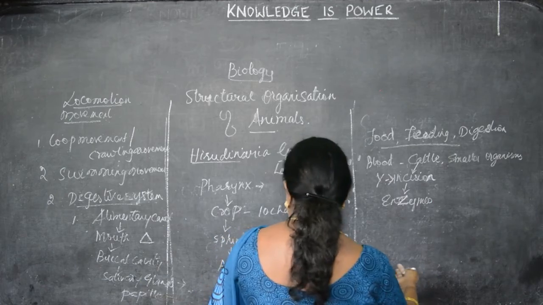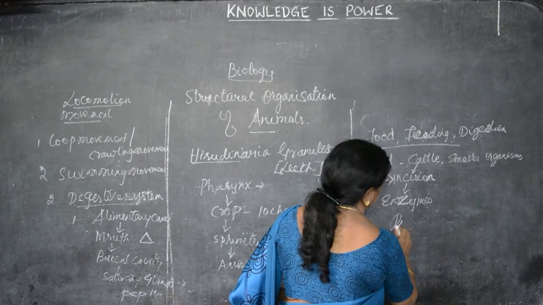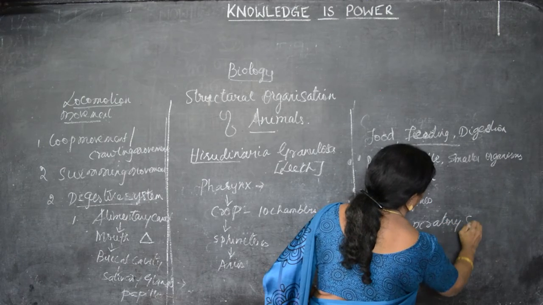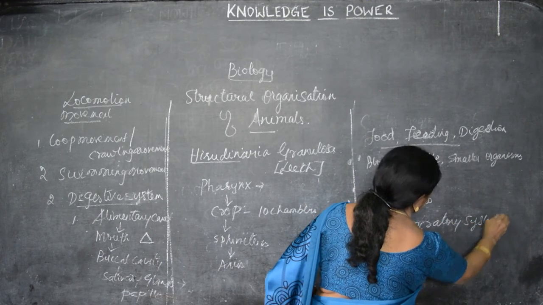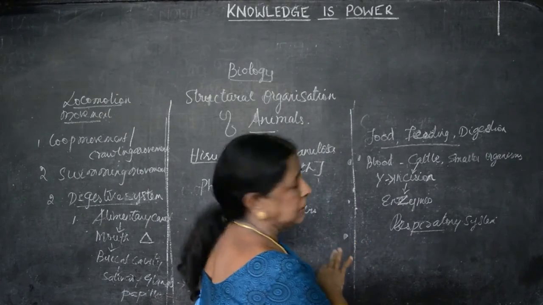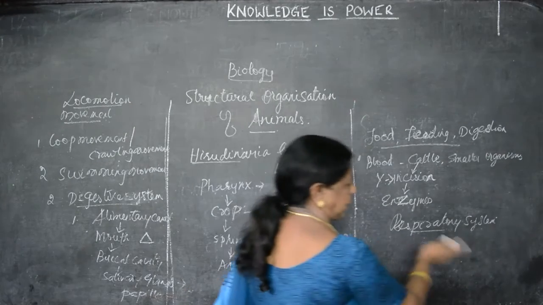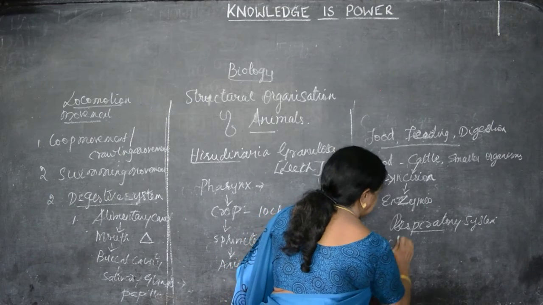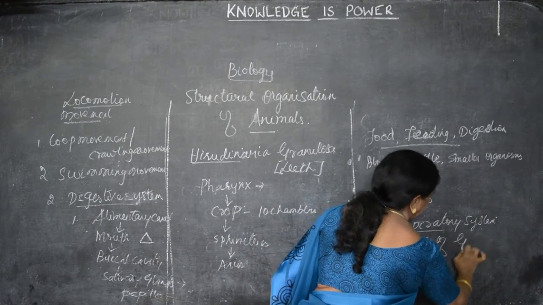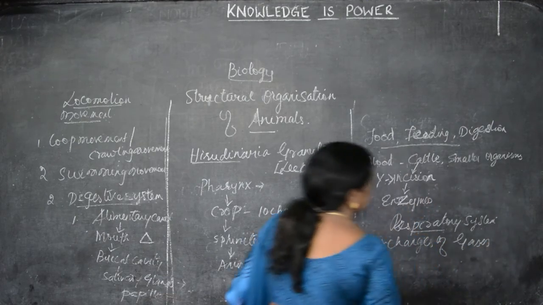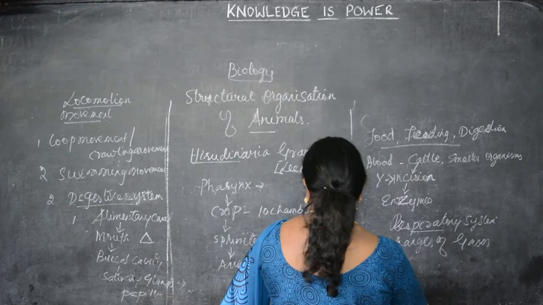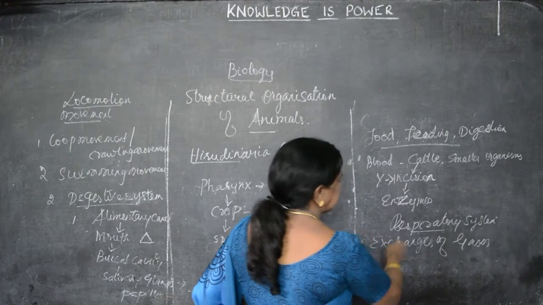Next, the next system is the respiratory system. Respiratory system, you know, is the exchange of gases. Exchange of gases is what? As usual, it is inhaling oxygen and exhaling carbon dioxide. This is known as what? Respiratory system. Here, which is the respiratory organ?